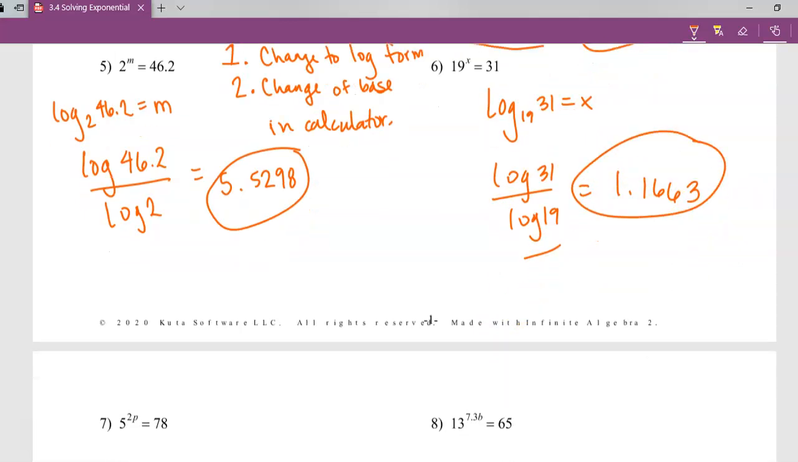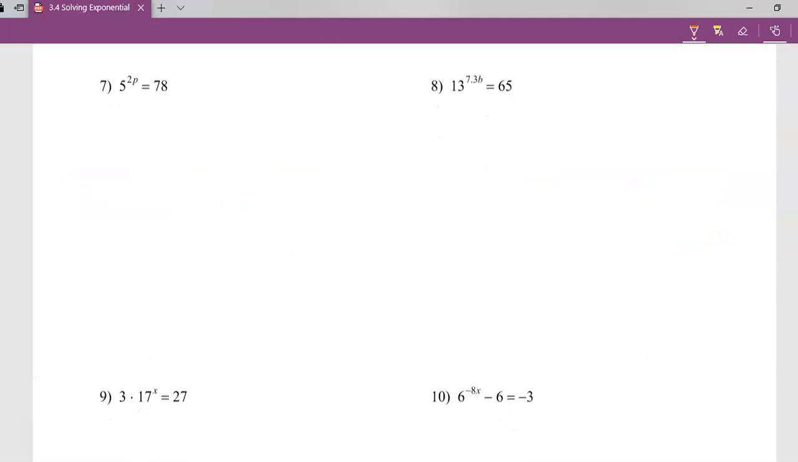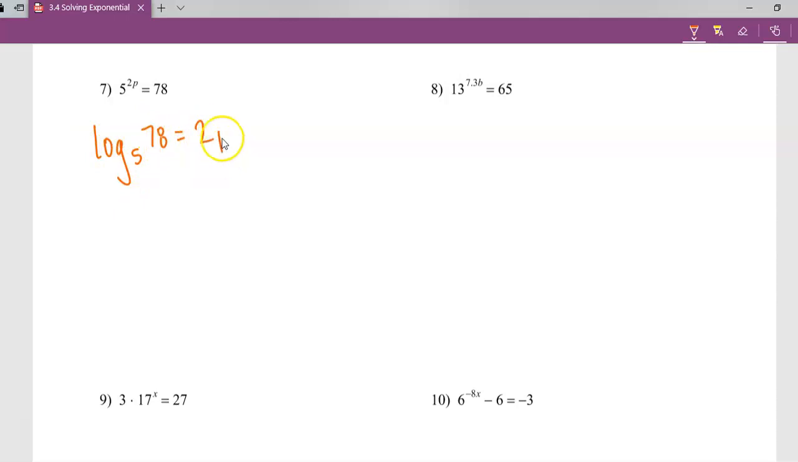Okay. So if we can't get those bases to match, then we want to use change of form and then change of base. So on this one, my exponent is not just a variable, it's 2 times a variable. So we still use the same method. First, we're going to change forms. Log base 5 of 78 equals 2p. But now we have to get p by itself. Right now, p is times by 2. We'll have to divide both sides by 2.